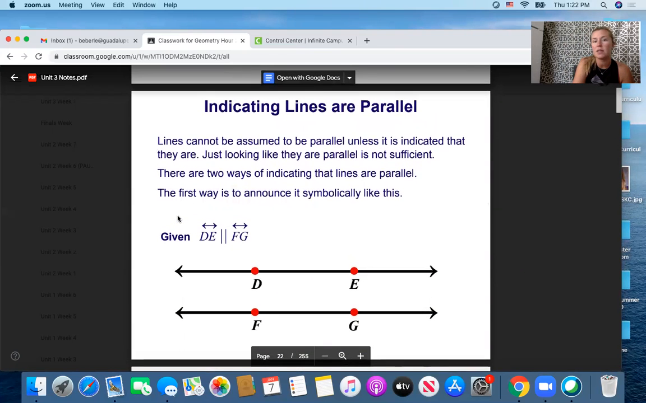So how do we indicate that lines are parallel? Lines cannot be assumed to be parallel unless it is indicated that they are. Just looking like they are parallel is not sufficient. There are two ways of indicating that lines are parallel. The first way is to announce it. So they are announcing that they're parallel based on right here. Okay, so this is telling us that they're parallel. There is another way, which we'll talk about on the next slide.